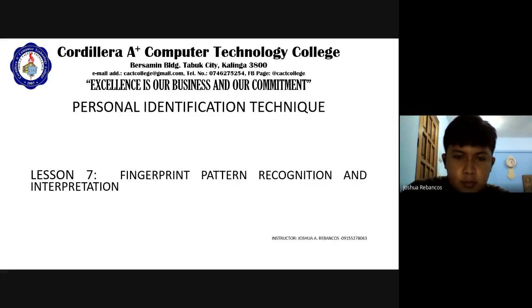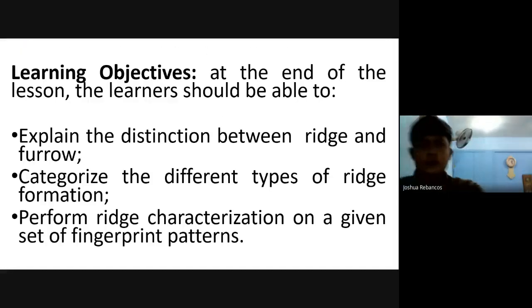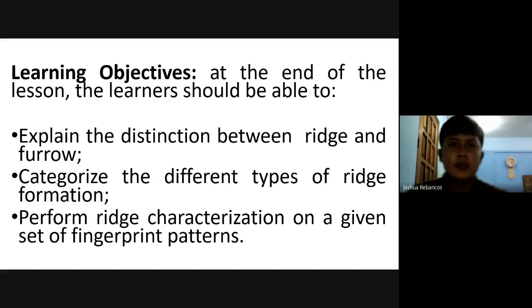Let us start our lesson, a supplemental discussion. Lesson 7, fingerprint pattern recognition and interpretation. To begin, these are the learning objectives. At the end of the lesson, the learner should be able to explain the distinction between ridge and furrow, categorize the different types of ridge formation, and perform this characterization on a given set of fingerprint patterns.